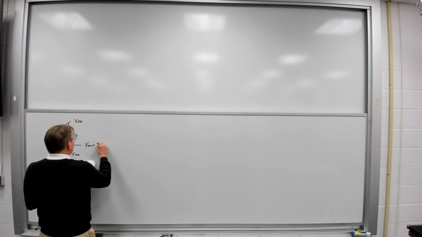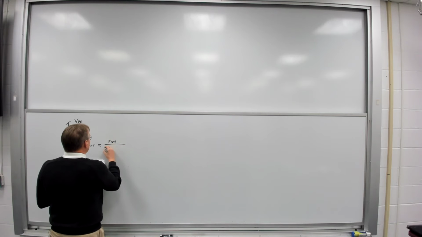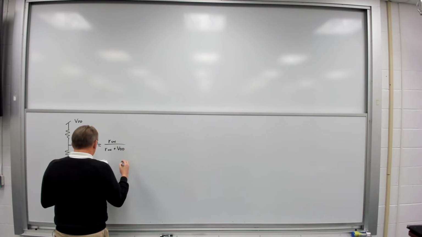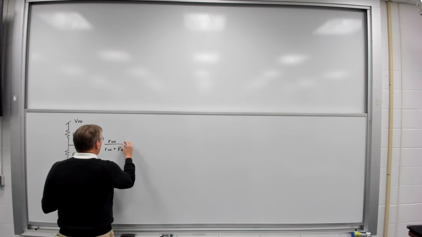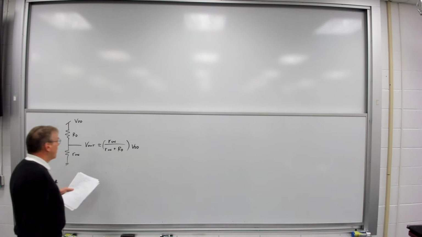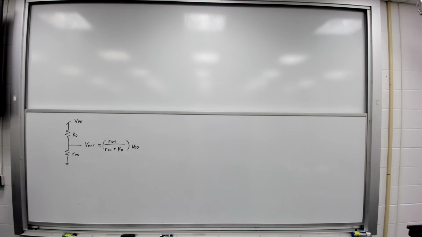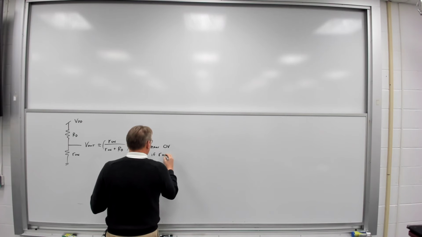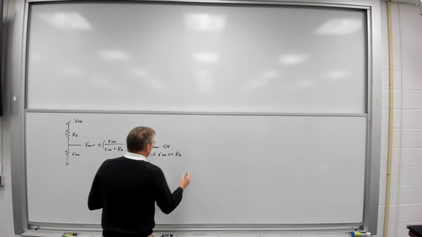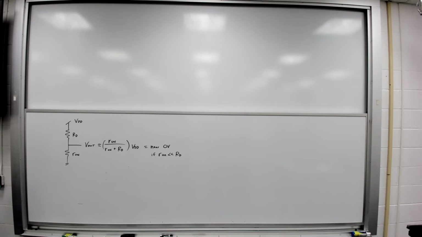And so I have this, V out. I've now got a resistor divider, right? So V out is just going to be equal to R on divided by R on plus RD, multiplied by VDD. Now, if R on is small, what is that voltage going to be? It's going to be a small voltage. So if R on is much, much less than RD, then I'm going to have a voltage that's going to be something near 0 volts.